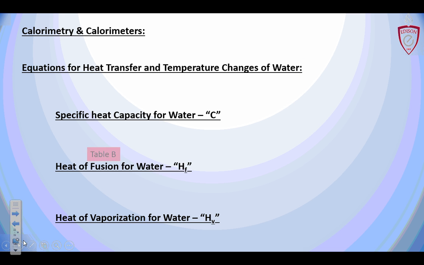Let's break down what these c's, Hf's, and Hv's mean. On the front page, table B says c, the heat capacity of water, is 4.18 joules per gram Kelvin. That means I need to add 4.18 joules to 1 cubic centimeter or 1 milliliter of water, 1 gram of water, to change it 1 degree Kelvin. Period. End of story. Now, do you think that's the same number for all stuff out there? That one is very specific to water.